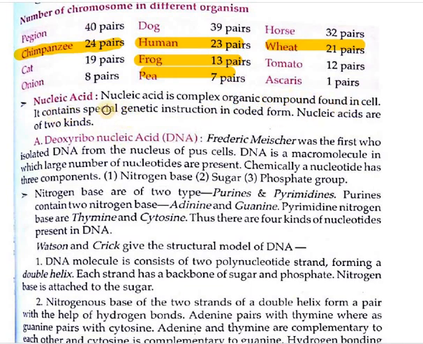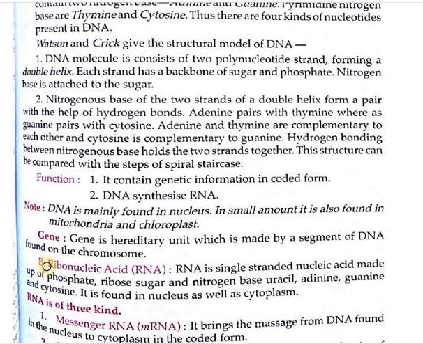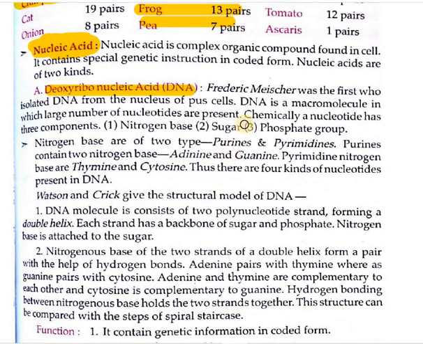Nucleic acid is a complex molecule found in the cell. It contains special genetic instructions in coded form. Nucleic acids are of two kinds found in the cell: DNA, and the other one is RNA. Now we'll talk about DNA.